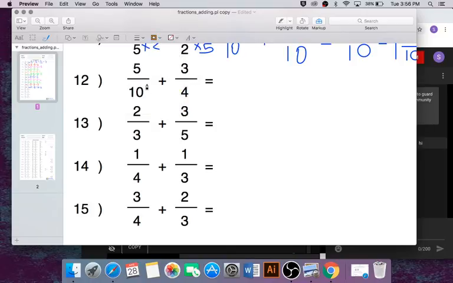So we have 5 over 10 plus 3 over 4, 10 and 4. Our number is actually going to be 20. Ten times 2 is 20, and 4 times 5 is 20.